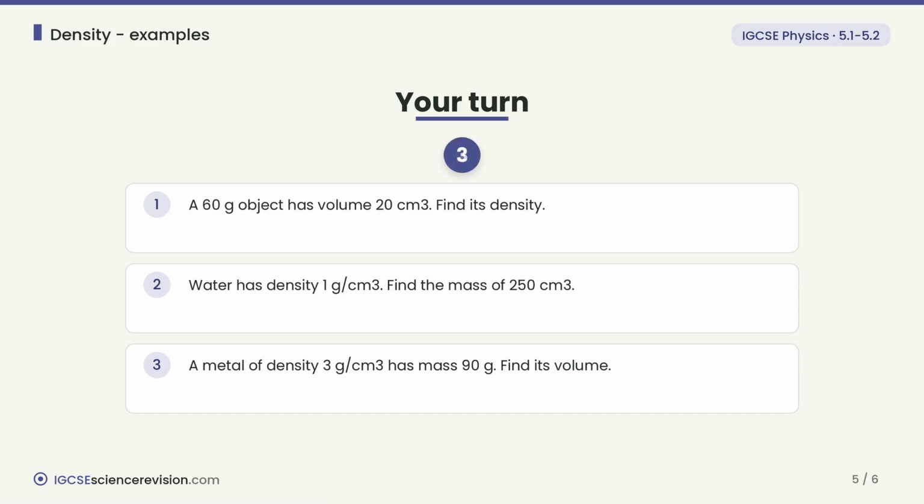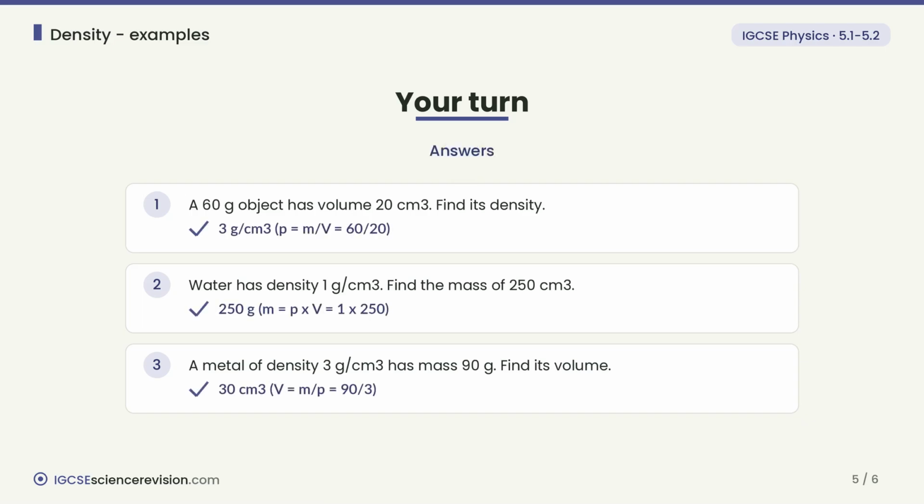3, 2, 1. Here are the answers. Number 1, 3 g/cm³, ρ = m/V, 60 over 20. Number 2, 250 g, m = ρ × V, 1 × 250. Number 3, 30 cm³, V = m/ρ, 90 over 3.